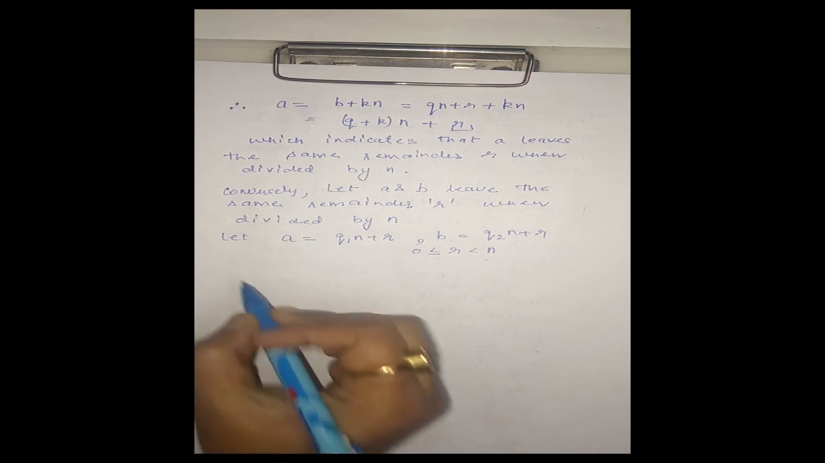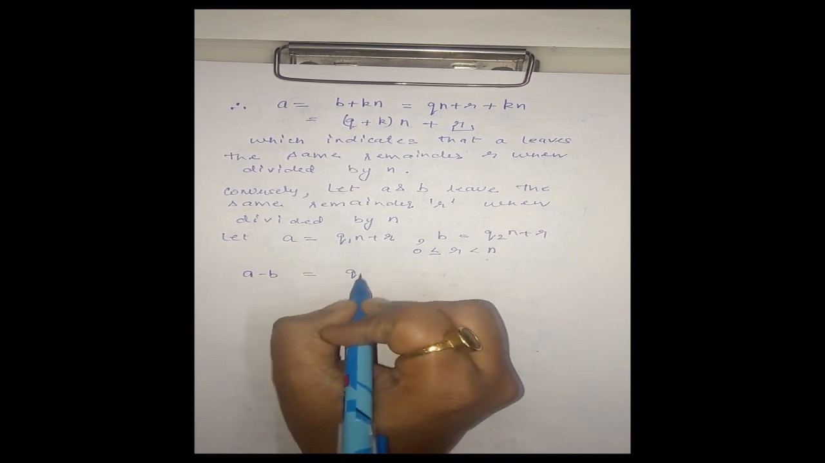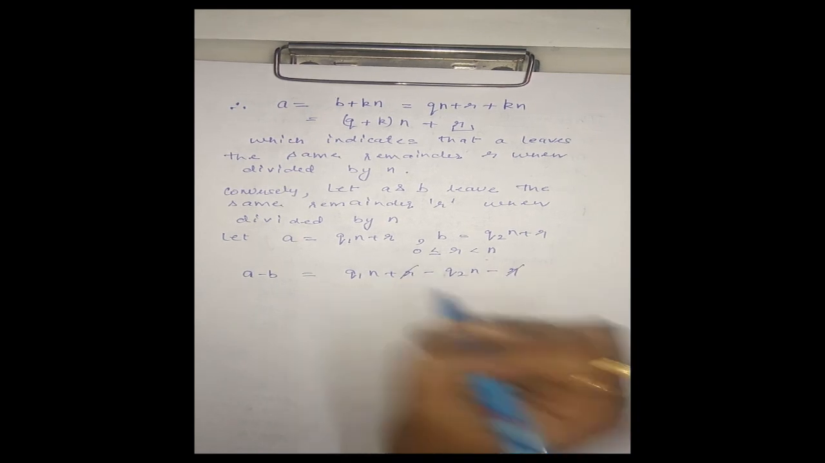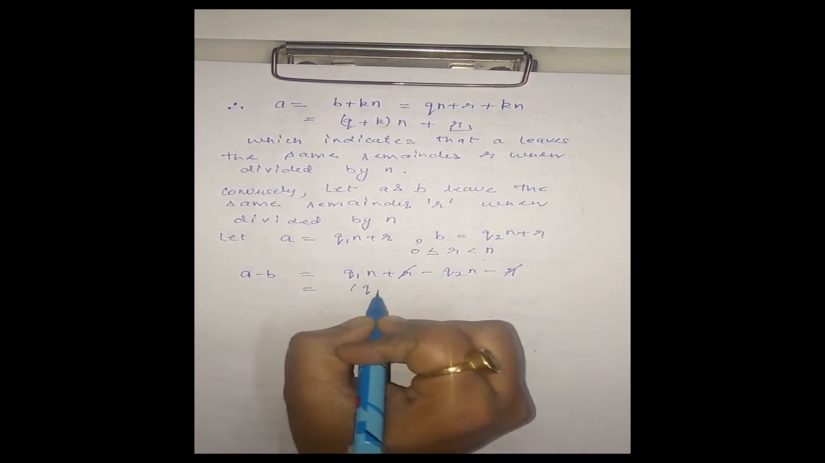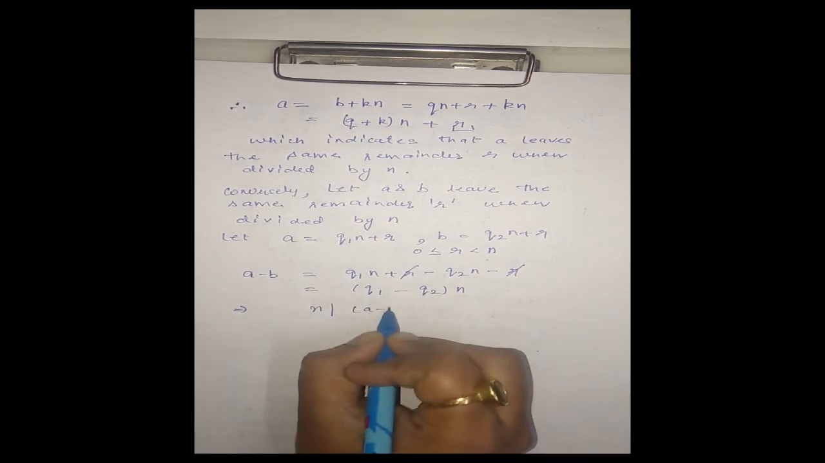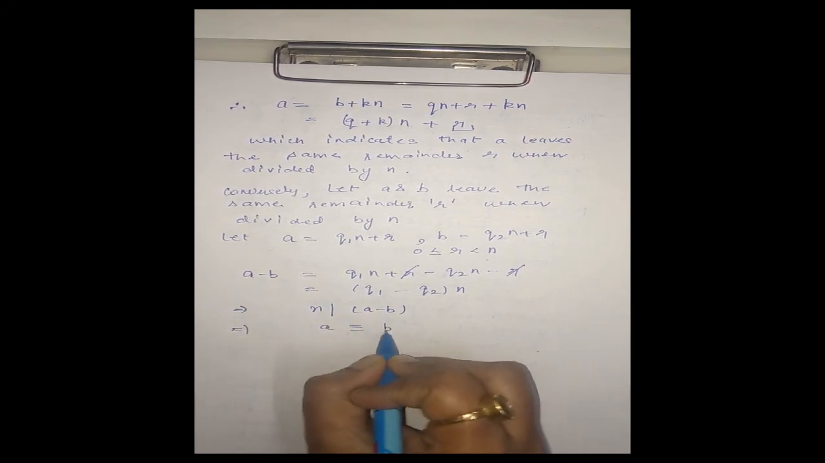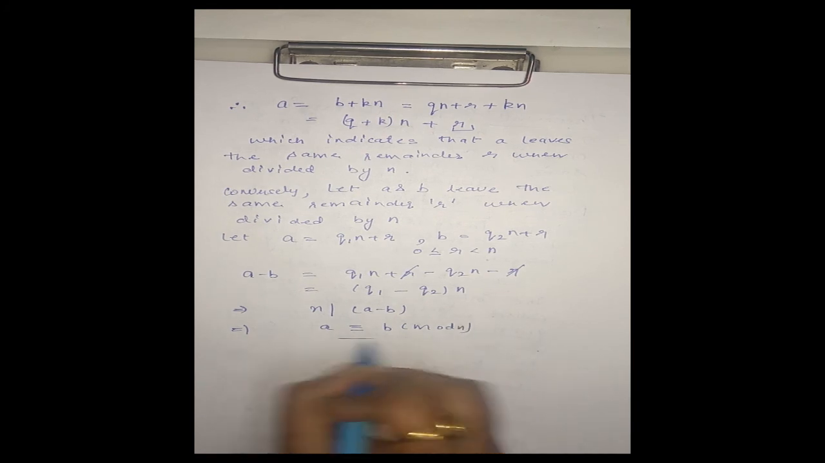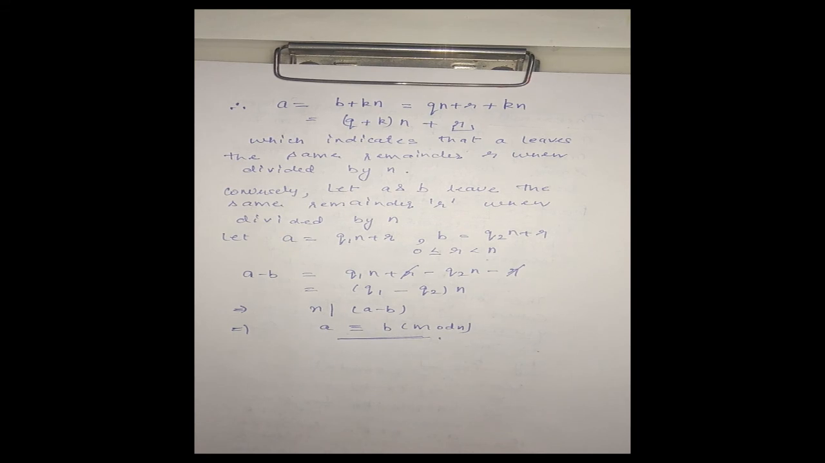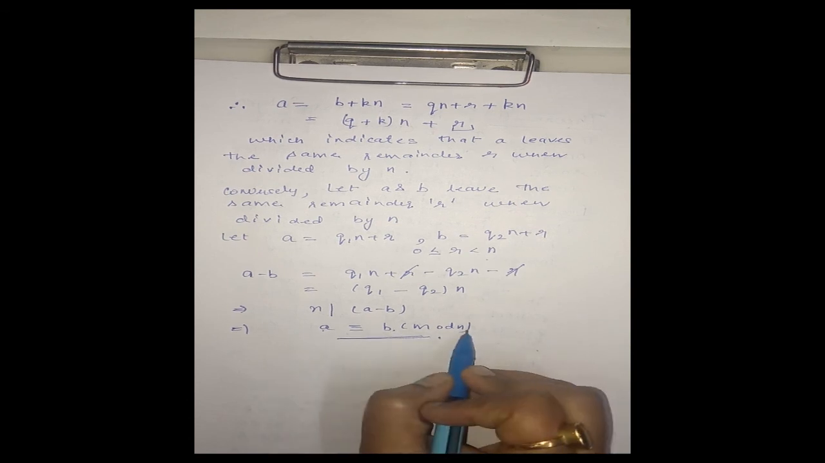Clear? Now a minus b is equal to q1n plus r minus q2n minus r. This r will get cancelled out, and we are left with (q1 minus q2) times n. From this I can say n divides a minus b. That means a is congruent to b modulo n, which is what we had to prove. That means a is congruent to b modulo n if and only if both a and b leave the same remainder on dividing by n.